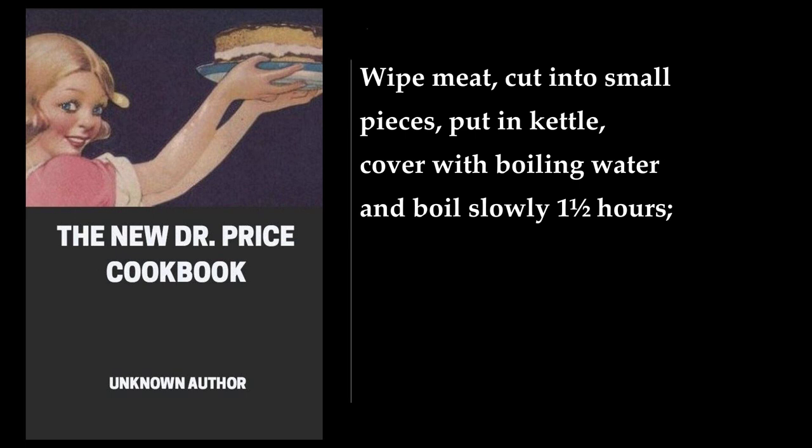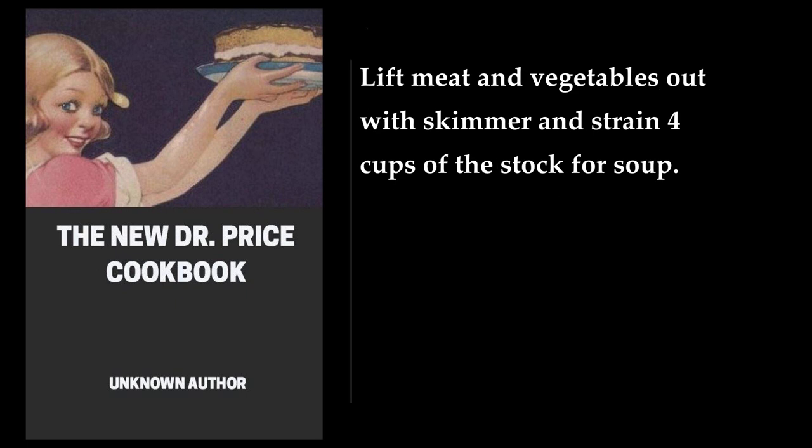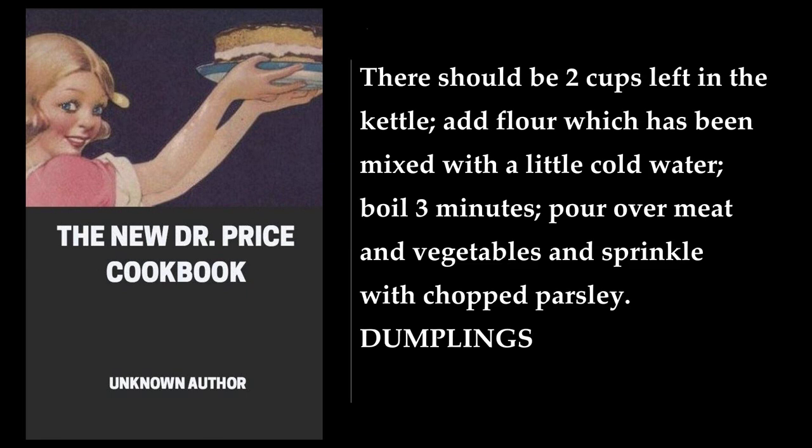Cover with boiling water and boil slowly 1½ hours. Add carrots and onions, boil 15 minutes, then add potatoes, seasoning and tomatoes. Add boiling water, if needed to cover vegetables, and boil 30 minutes. Lift meat and vegetables out with skimmer and strain 4 cups of the stock for soup. There should be 2 cups left in the kettle. Add flour which has been mixed with a little cold water, boil 3 minutes, pour over meat and vegetables and sprinkle with chopped parsley.